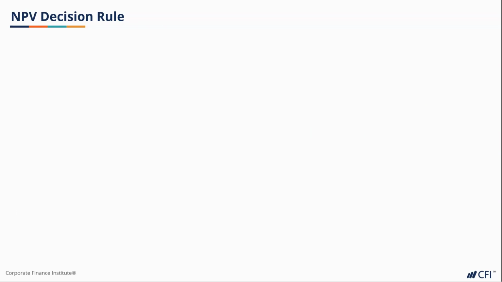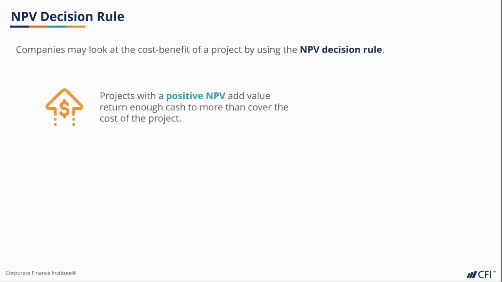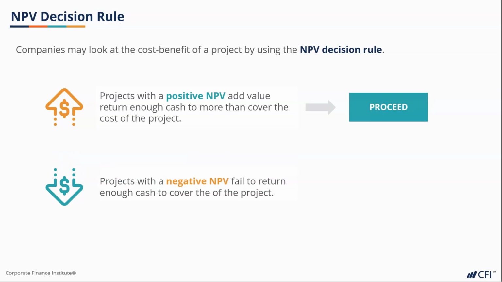Many companies may look at the cost-benefit of a project by using the NPV decision rule. Projects with a positive NPV add value. They return enough cash to more than cover the cost of the project. Therefore, companies may choose to proceed with that project. Negative NPV destroys value. Such projects fail to return enough cash to cover the cost of the project, and a company might choose to reject that.